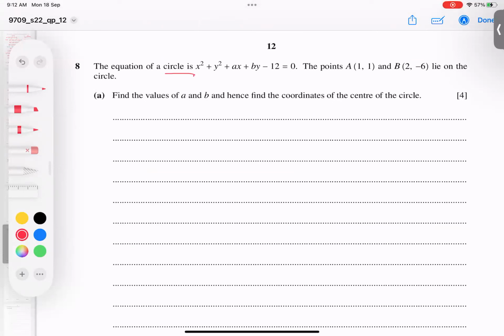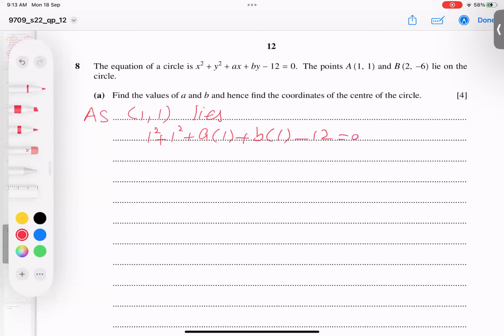The equation of a circle is mentioned here. This is the equation of the circle, and points A and B lie on it. When a point lies on it, we can replace this X and this Y. This one is X, I can replace here and here. This is Y, I can place here and here. So as (1, 1) lies, I can replace. So 1 square plus 1 square plus A times 1, B times 1 minus 12 equals 0.